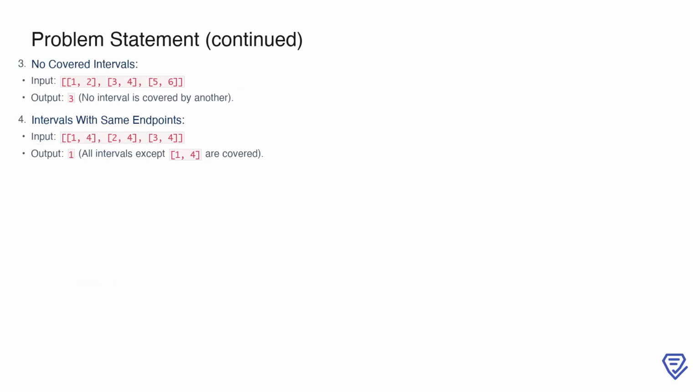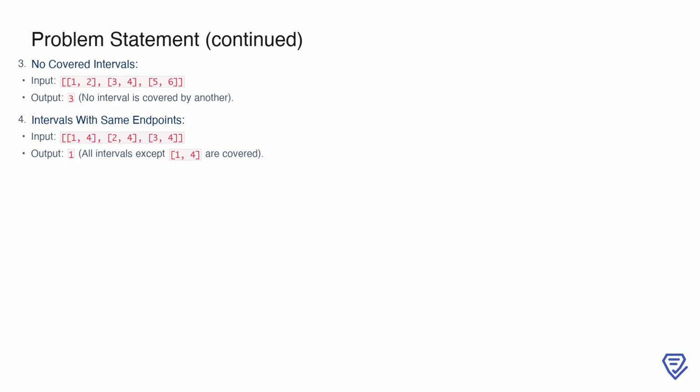Finally, let's go over some constraints and edge cases. The number of intervals can range from 1 to 1000, and each interval will always have two elements. The start and end points of each interval will fall between 0 and 10,000, and all intervals in the input are distinct. One edge case to consider is when there is only a single interval, such as [2,3]. Here, there are no other intervals to cover it, so the output is 1. Another edge case is when all intervals overlap, like [1,10], [2,9], [3,8]. In this case, only the largest interval, [1,10], remains, giving an output of 1.